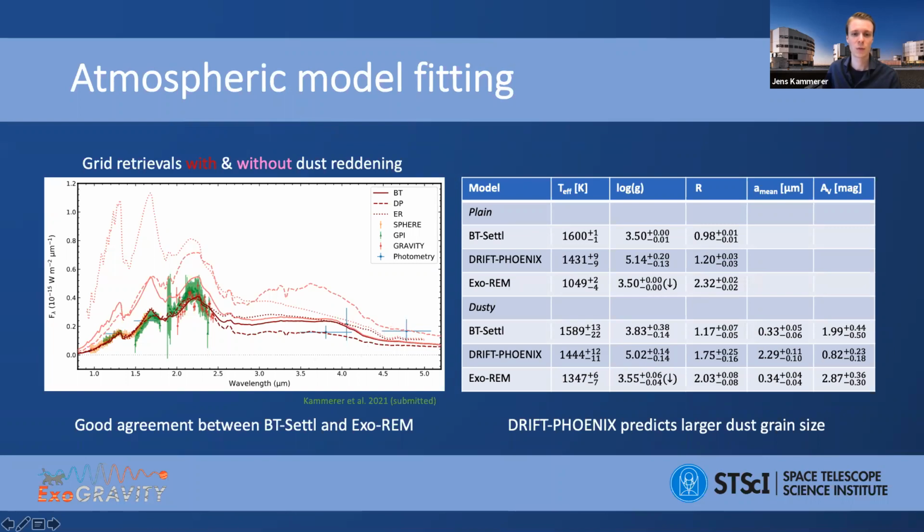So we hope that with future James Webb observations of the object in the L and M band, we can get more precise measurements here and hopefully distinguish between these different models.